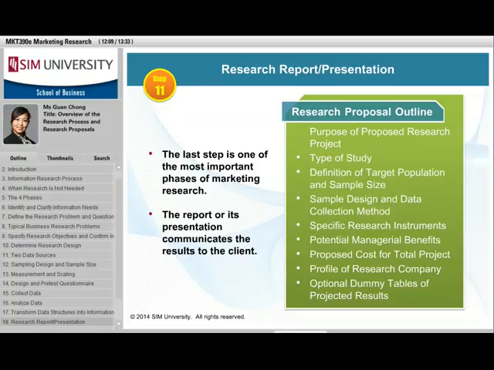The research proposal outline includes purpose of proposed research project, type of study, definition of target population and sample size, sample design and data collection method, specific research instruments, potential managerial benefits, proposed cost for total project, profile of research company, and optional dummy tables of projected results. The last step is one of the most important phases of market research. The report or its presentation communicates the results to the clients.